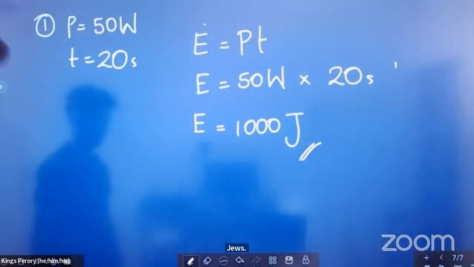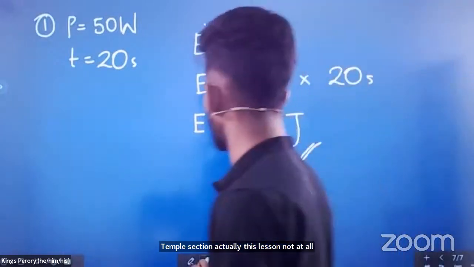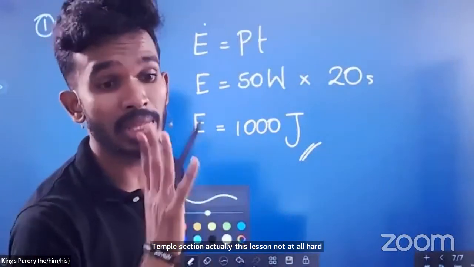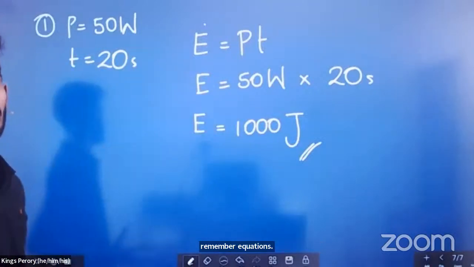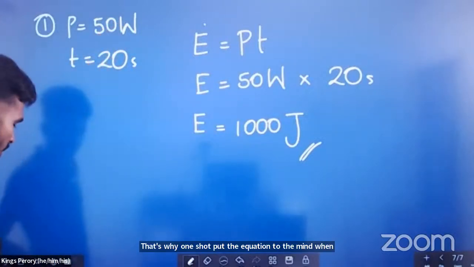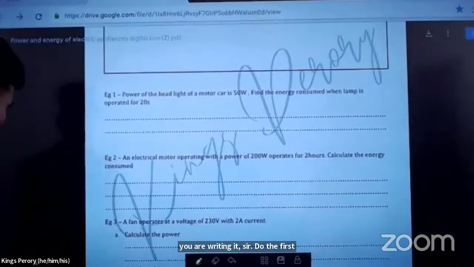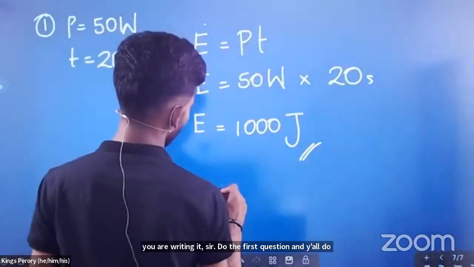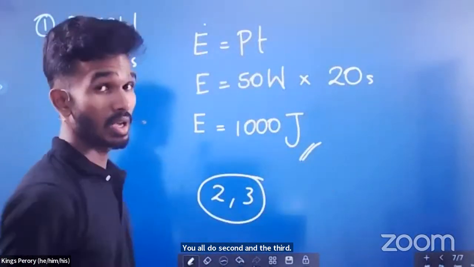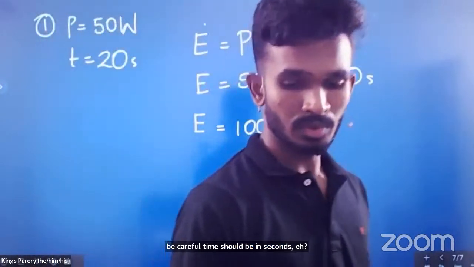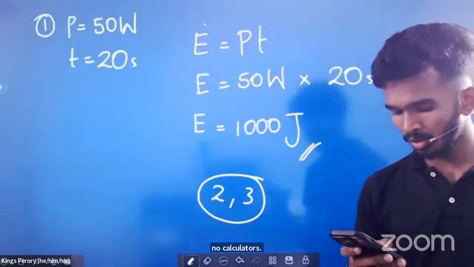Simple question. Simple section actually. This lesson is not at all hard. Surely a place where you can score if you can remember equations. That's why, put the equation into the mind when you are writing it, sir. Do the first question, and you all do the second and the third. Be careful. Time should be in seconds. No calculators. Train your brain. No point using a calculator.